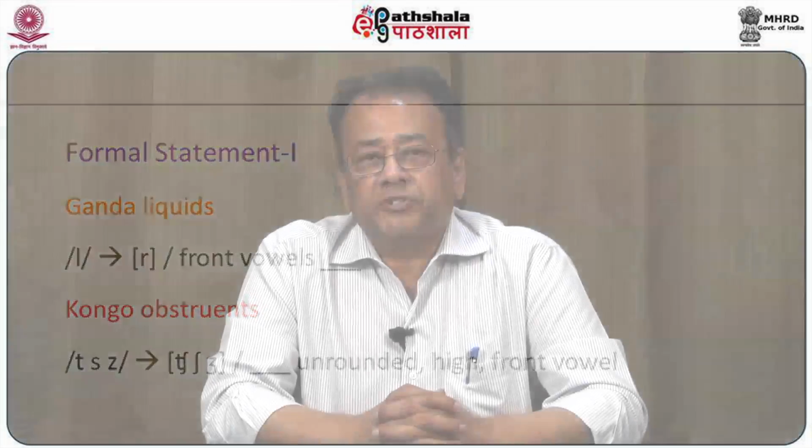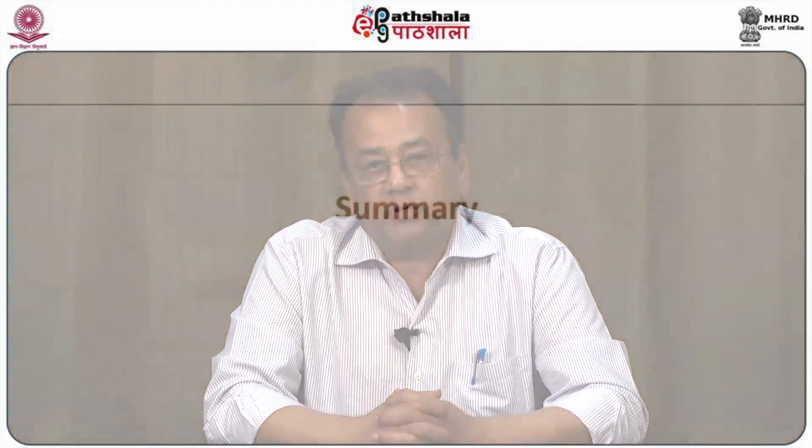And now to the formal statement 2. All that it says is that L is the phoneme. It changes to an allophone, R, following front vowels. The statement is in the form of a rule. It is assumed that the rule is there in the phonological grammar of the language.